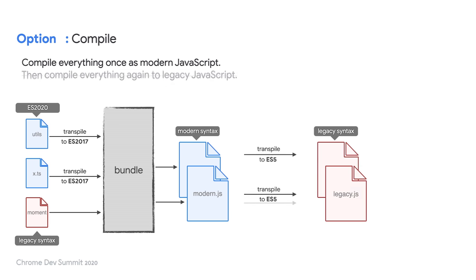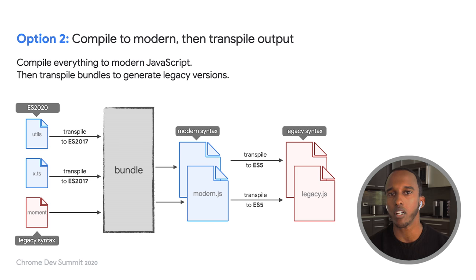The second approach flips things around a bit. We run a single build to generate ES2017 bundles for modern browsers, then we transpile those bundles down to ES5 with polyfills. One great advantage of this approach is that all code, including any dependencies, can be ES2017. Since the whole build assumes modern code, all code can be modern. It'll all be transpiled when generating the legacy versions of bundles.